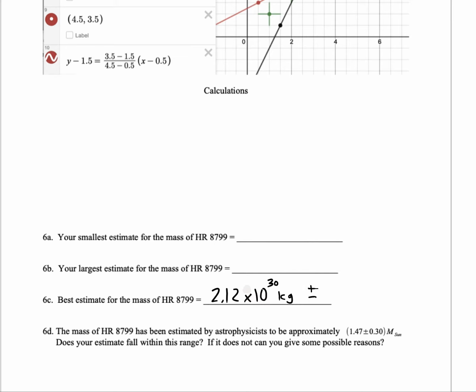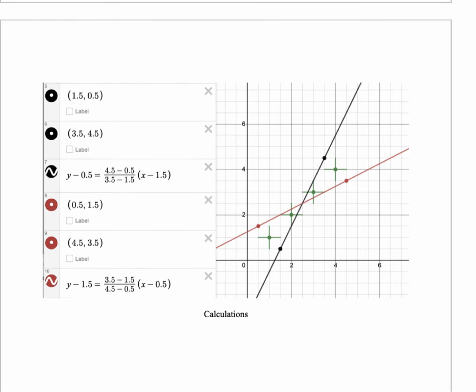But the way that we'll estimate the uncertainty in this particular lab is we can use this method of finding a steepest slope and then a least steep slope. So this one's the steepest slope, and this one's the least steep slope.